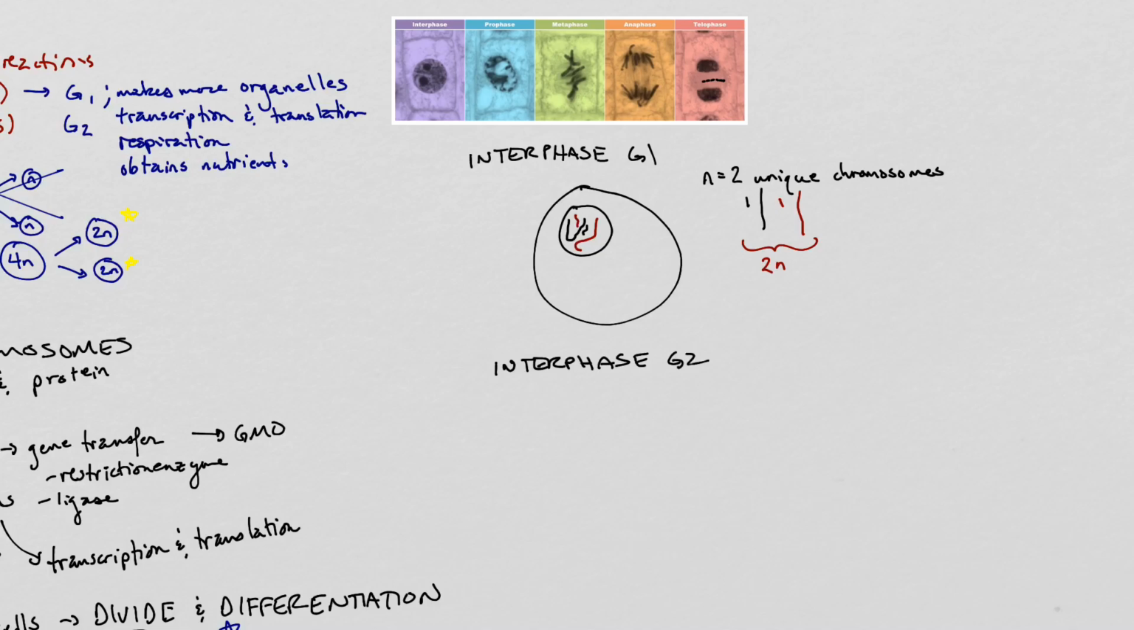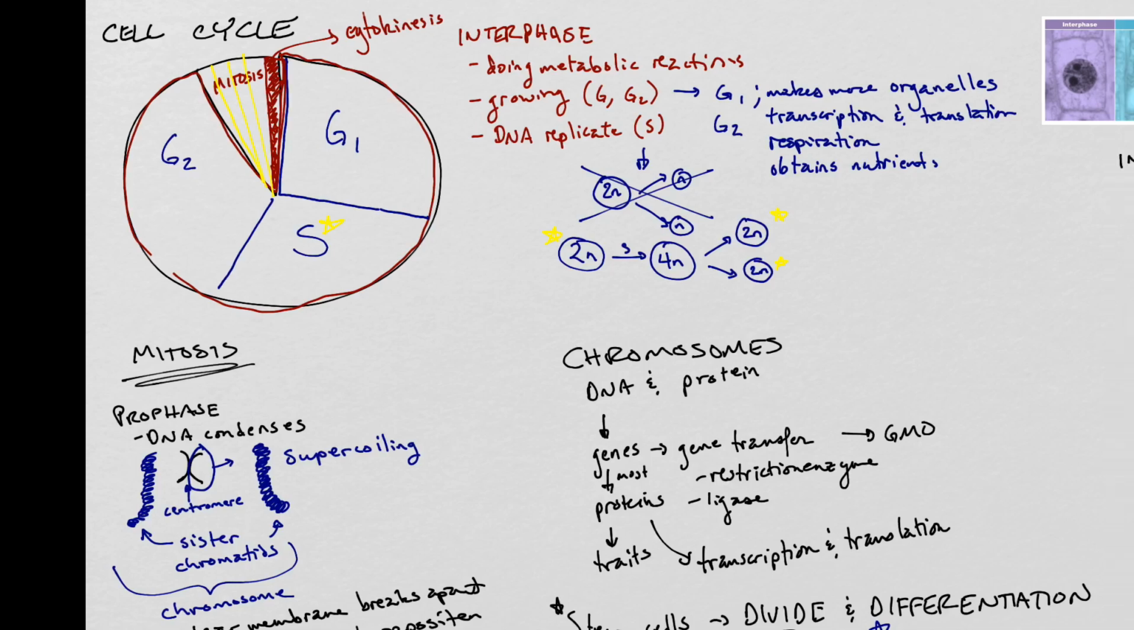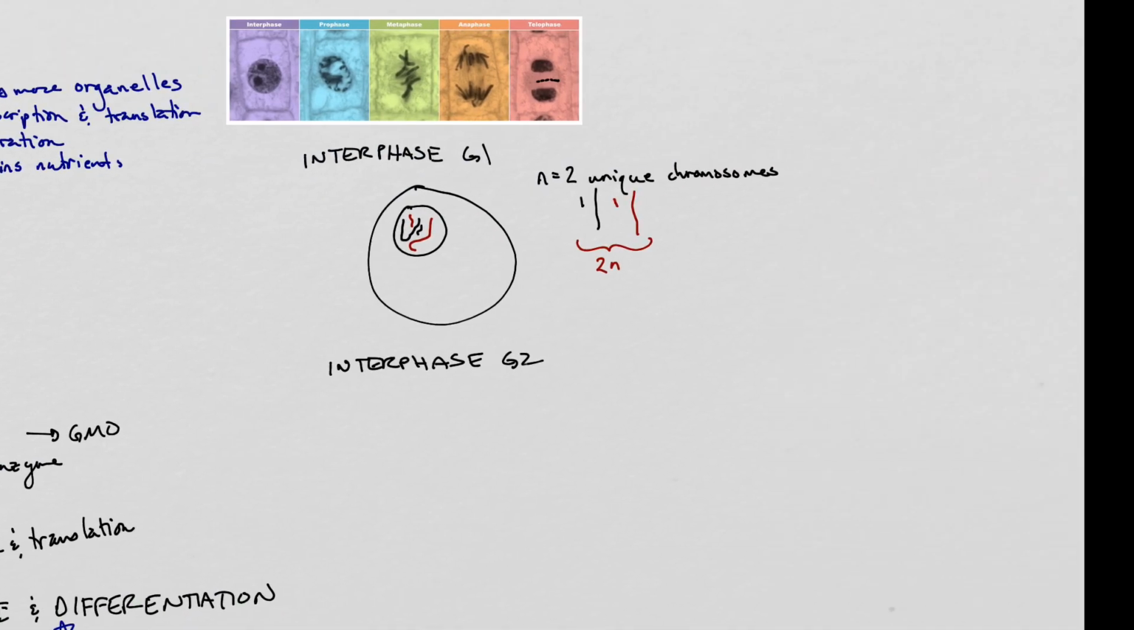And then we have interphase in G2. Now remember our picture over here. What has happened in between G1 and G2? The S phase. So we have to show that our DNA has doubled. So we're going to draw our cell. We're going to draw our nucleus. Instead of 2 short and 2 long, we need to have 4 short and 4 long.